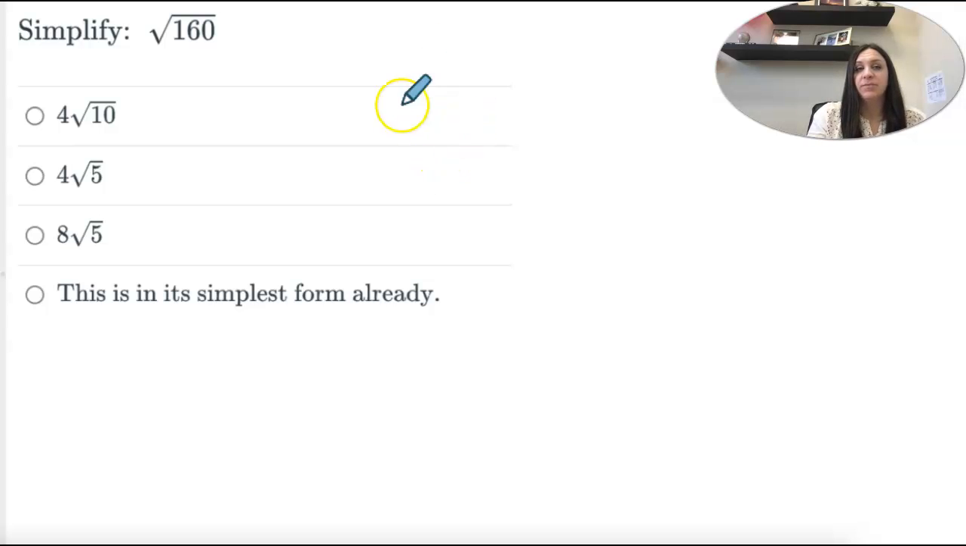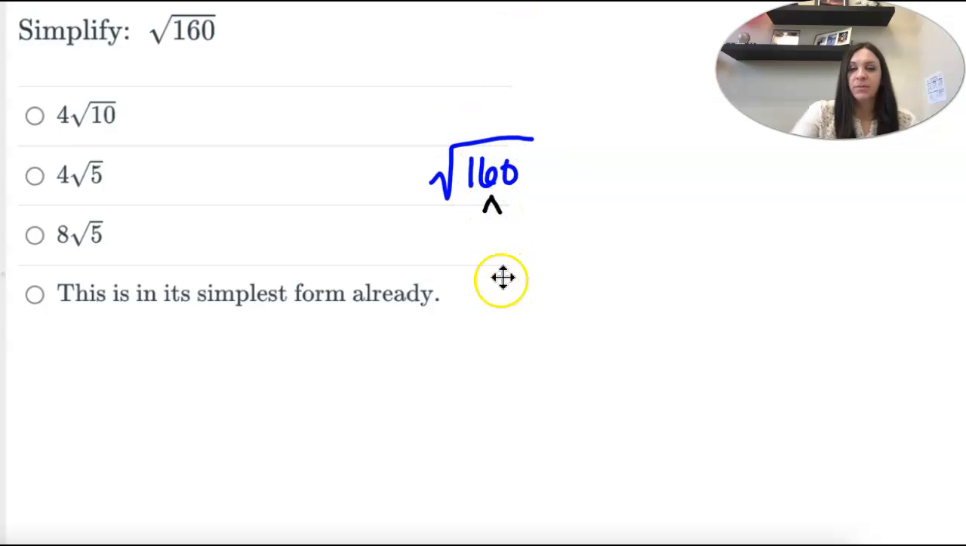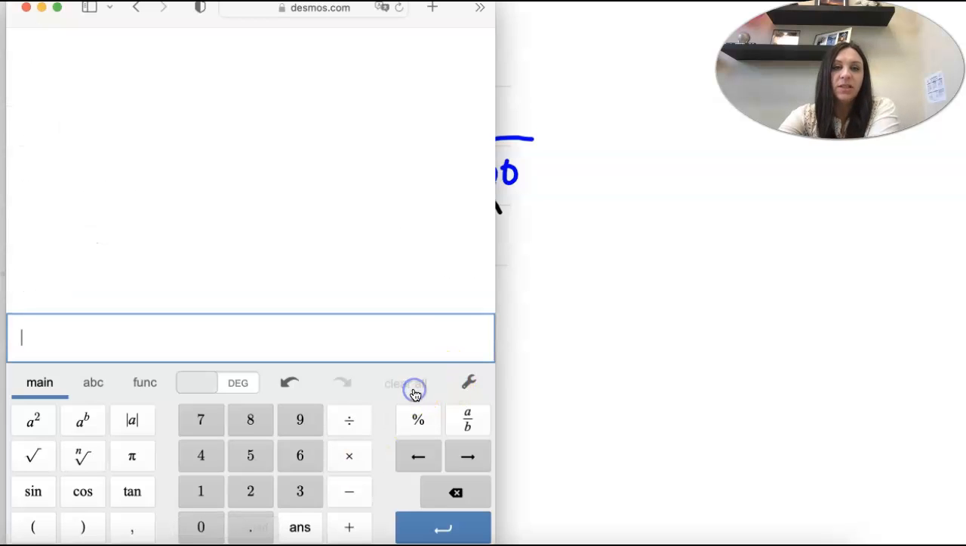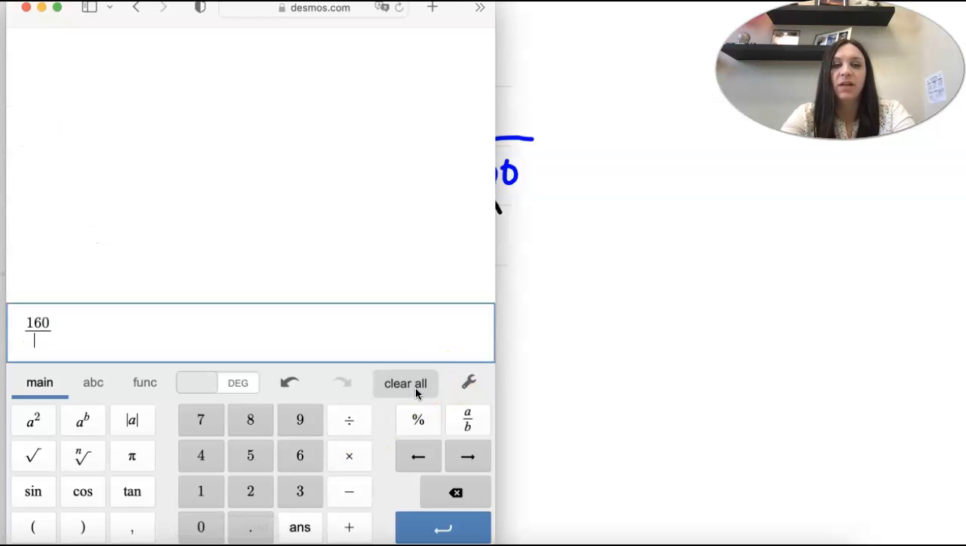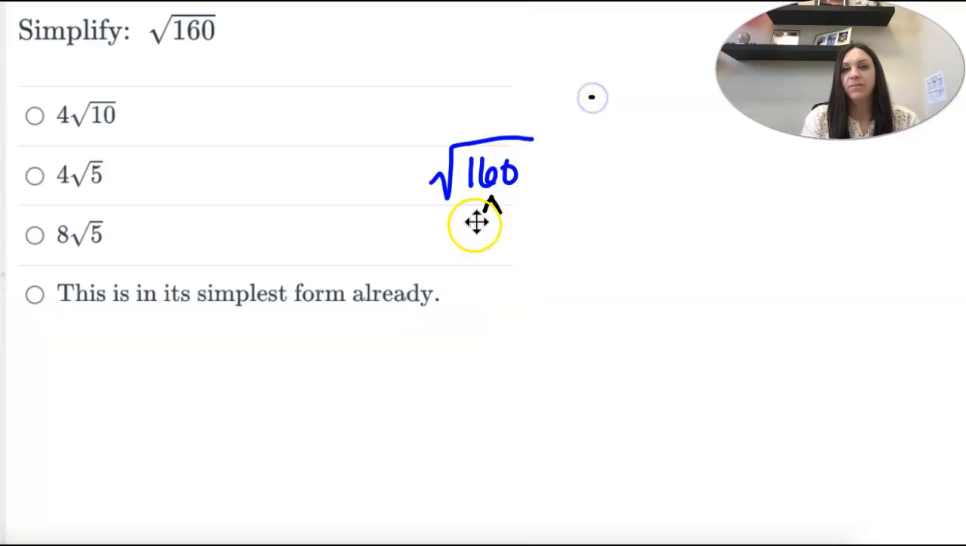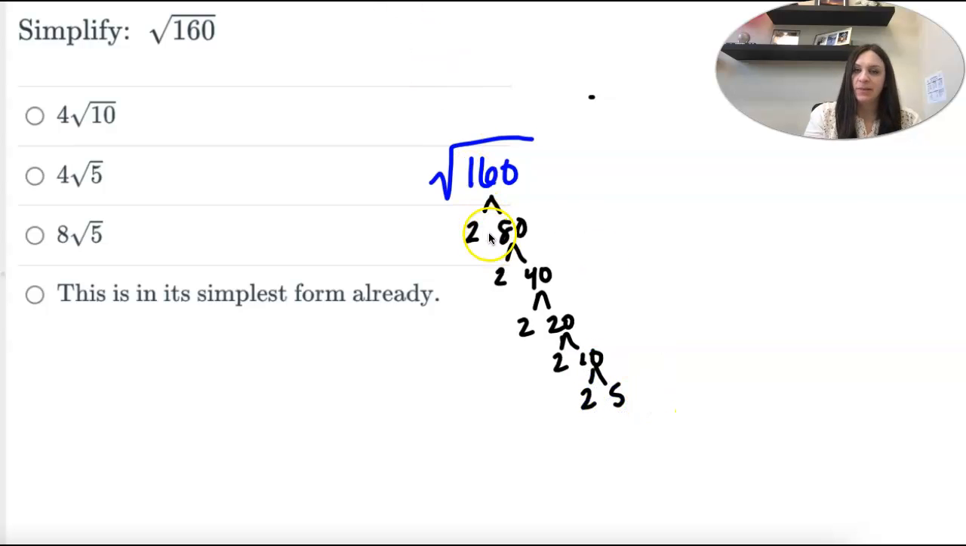Square root of 160. 160 is not a perfect square, so we're going to start factoring. 160 divided by 2 is 80. So 2 times 80. 2 times 40 is 80. 40 is 2 times 20. 20 is 2 times 10. 10 is 2 times 5.